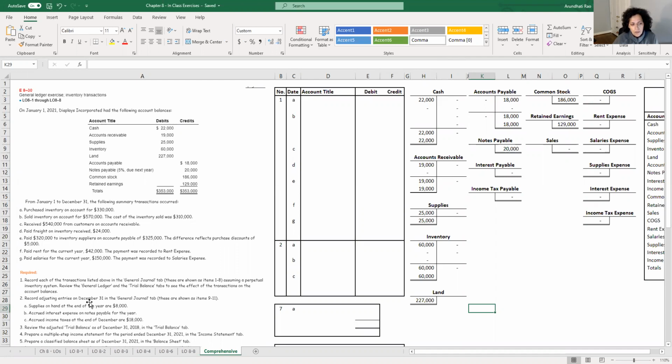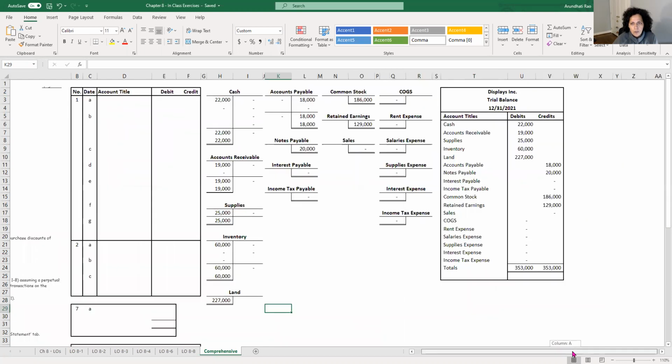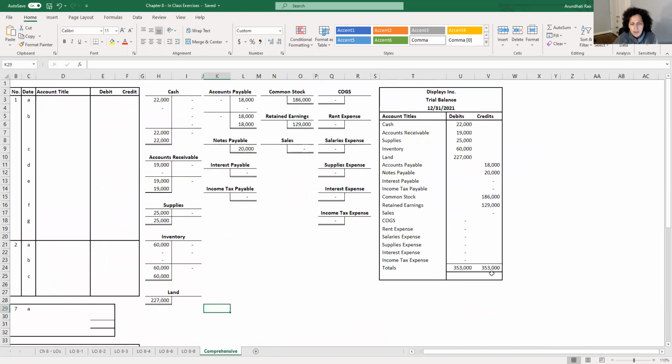This problem has 7 parts. We will go through parts 1, 2, we'll review part 3, and for part 7 we will do A and B. So to start with, we've been given the balances at January 1st, 2021. And this trial balance is already posted over here. I have all the information over here.